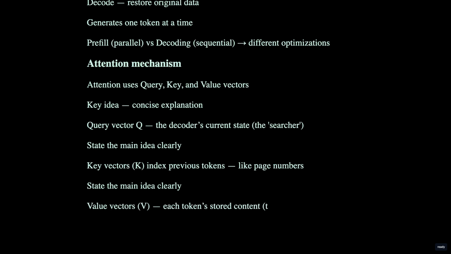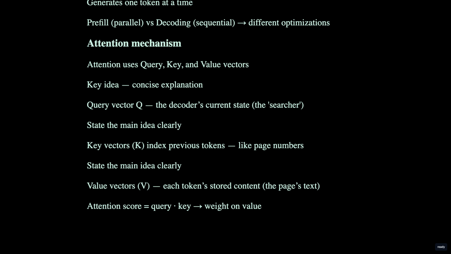A value vector stores what the model has learned about a previous token, its semantic content, or what's on the page. When attention runs, the model looks up these value vectors and combines them, weighted by attention scores, to form the output representation. Attention computes a relevance score by taking the dot product of a query vector with each key vector. A higher score increases that token's weight, so its value vector contributes more when producing the next token. For example, the query inspects previous tokens like "how are you" to decide which content to use.